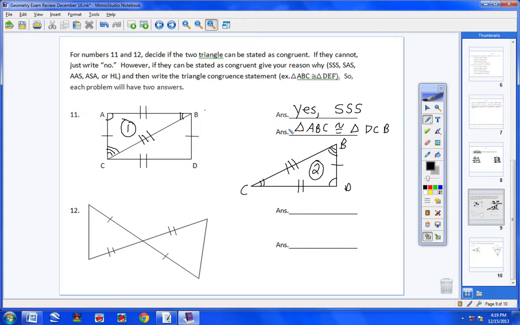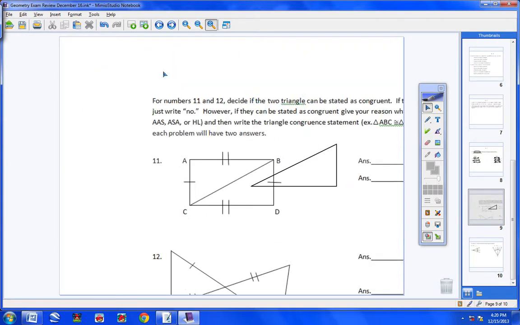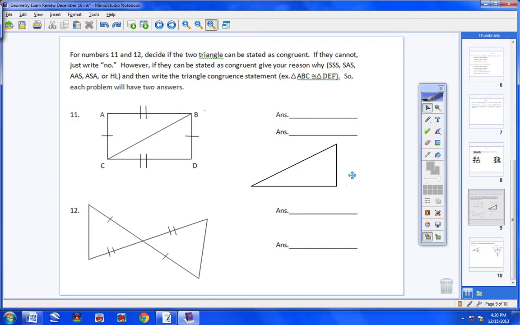So again, our goal here is in the first blank you put yes or no. Either the triangles are congruent or they're not, and if you put yes, then you tell me why, and of course you tell me why by using one of your 5 reasons up here. And then if the answer is yes, I also want you to write a congruence statement in the second blank.